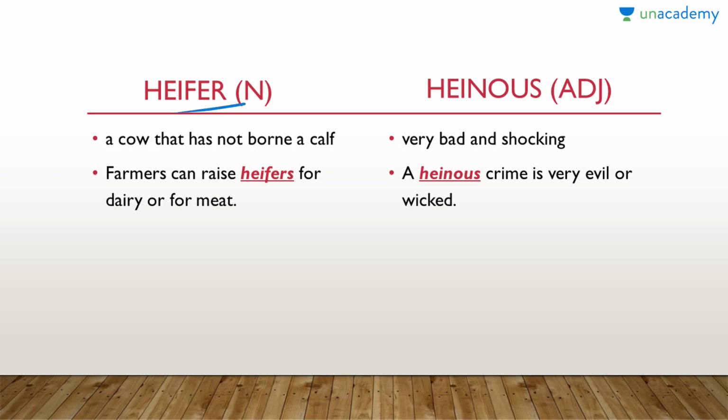First word, HEIFER, is a noun, which means a cow that has not borne a calf. So in a sentence it will read, farmers can raise heifers for dairy or for meat. Heinous is an adjective, which means very bad and shocking. So in a sentence it will read, a heinous crime is very evil or wicked.